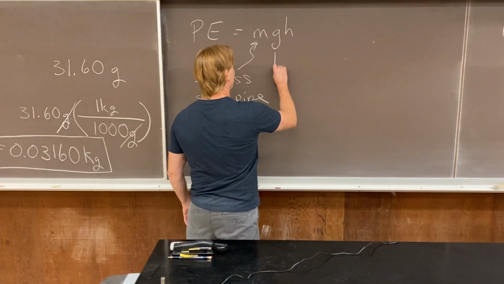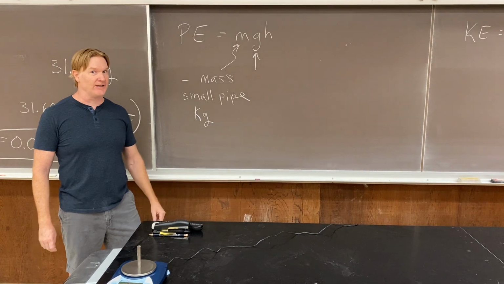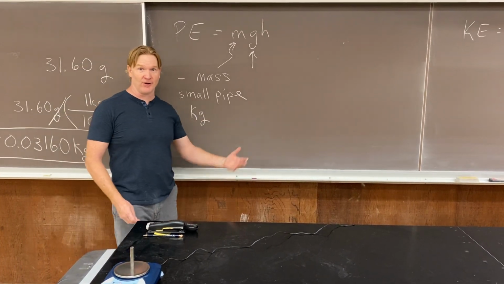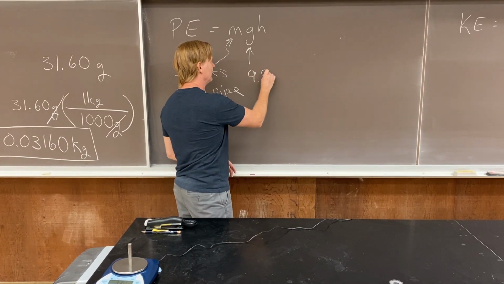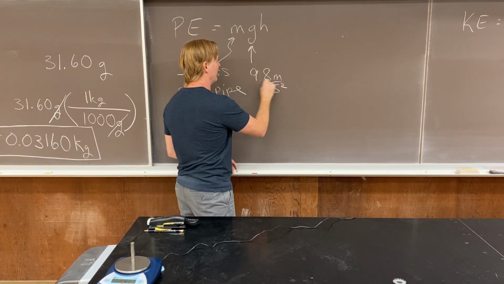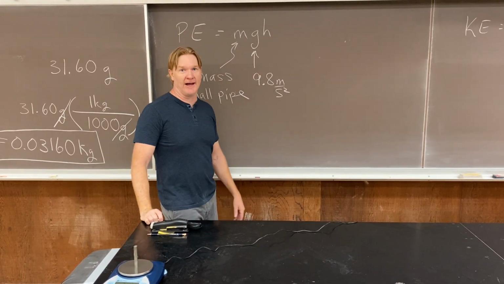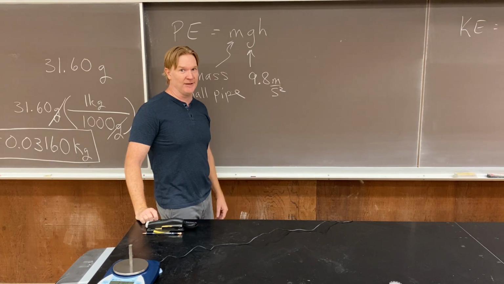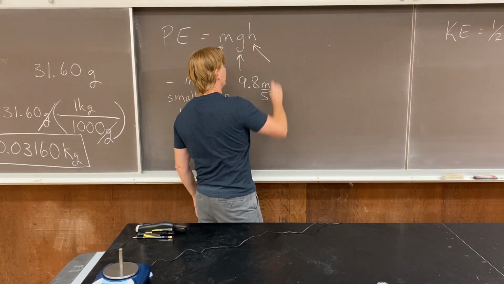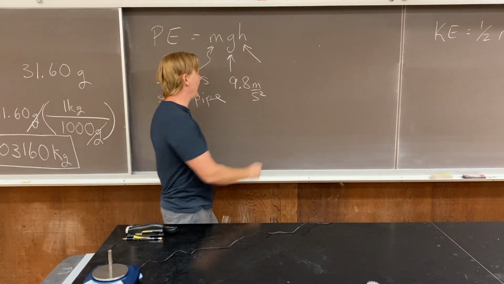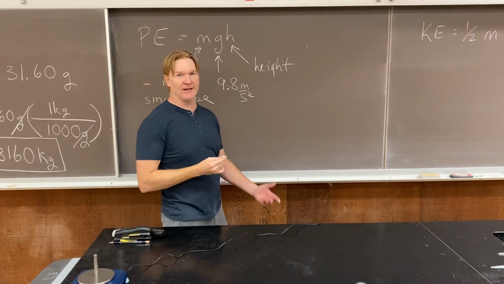Now it's about this guy, little g, which is the local acceleration of gravity. We are here on Earth, so that number is going to be 9.8 meters per second squared. That's a constant, so we don't have to worry about that. You just have to know that it's 9.8 meters per second squared. And then finally, the h stands for height, and that's going to be measured in meters.